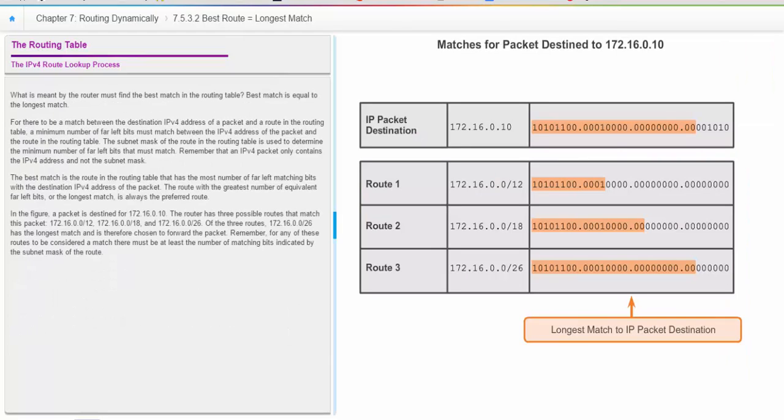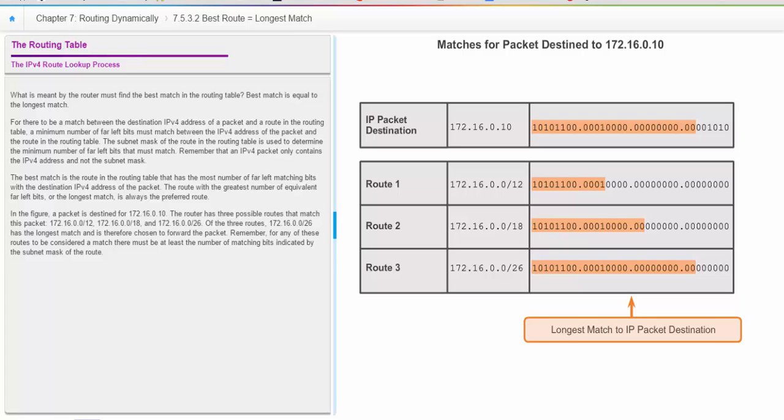So with our IPv4 route lookup process, what it's doing is it's going to match between the destination IP address of the packet and the route in the routing table, and a minimum number of far left bits must match between the IPv4 address of the packet and the route in the routing table. The subnet mask of the route in the routing table is used to determine the minimum number of far left bits that it must match.